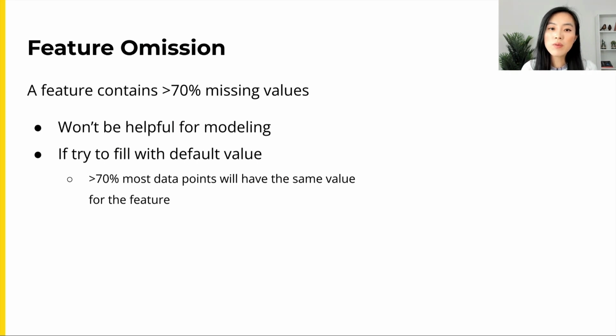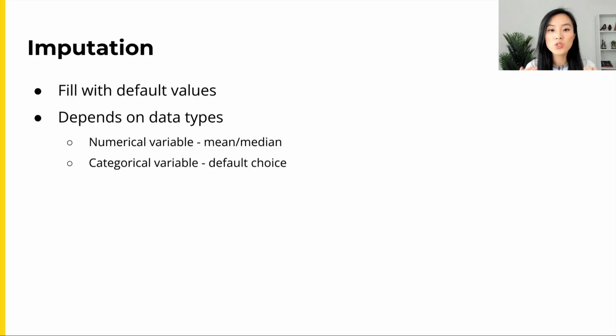If there's only a small percentage of missing values and we don't want to throw away a particular feature, we can try to use imputation. The values we use to replace missing values depend on the type of the feature. If it's a numerical variable and we know its distribution, we can substitute the missing value with the mean or the median. If a feature is a categorical variable, we can fill a default category for it.